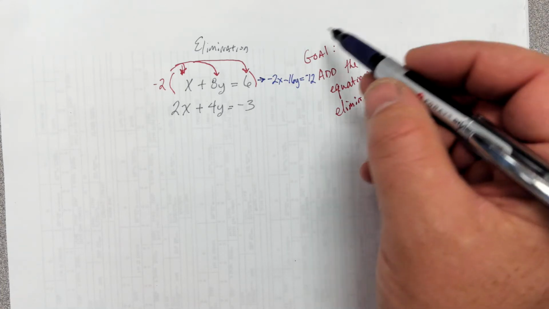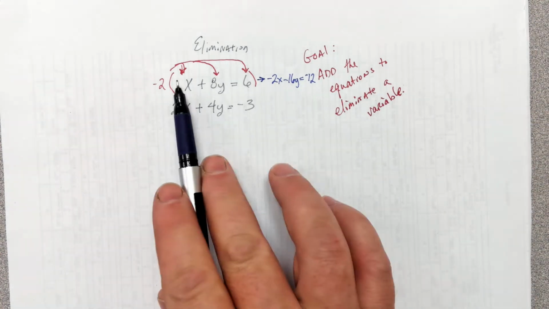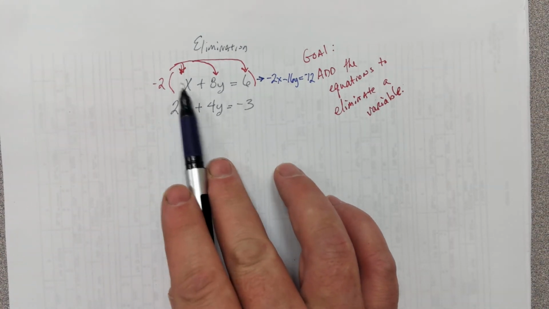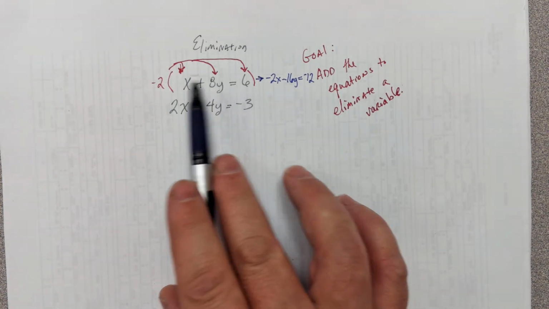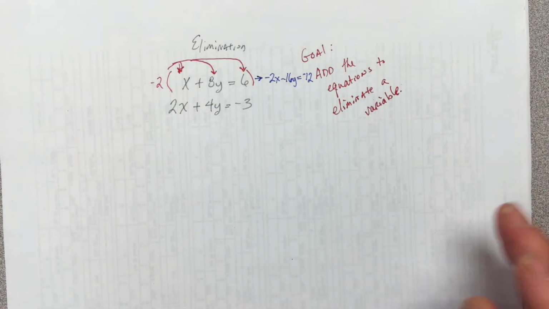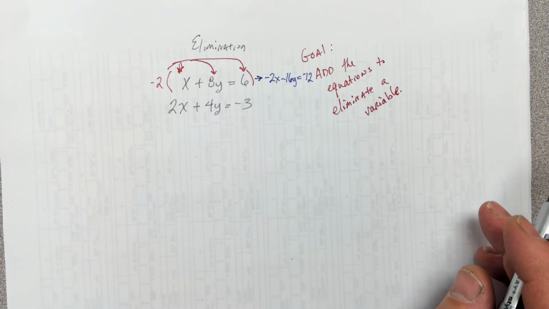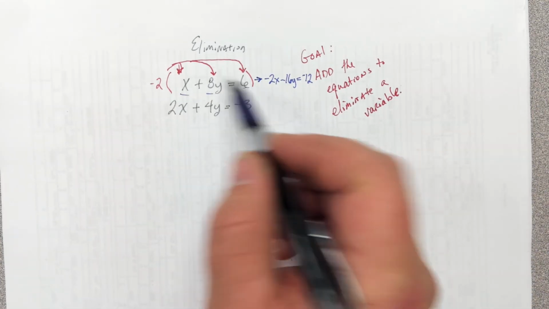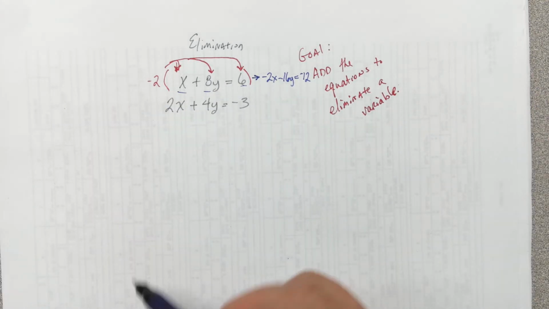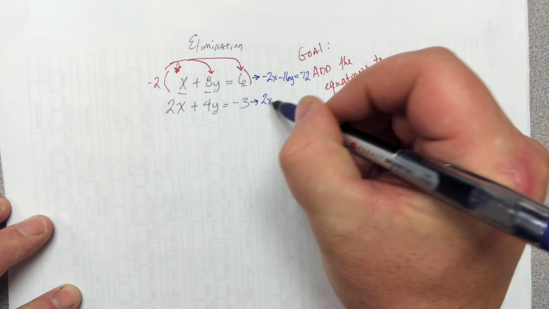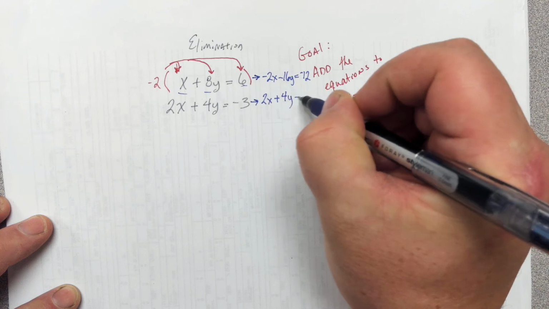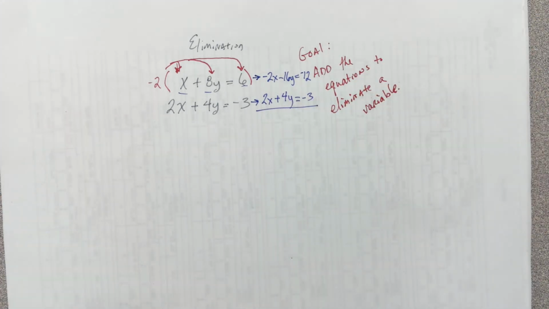Yeah, I had to write small because I put this little note over there. So it's negative 2x, right? And then minus 16y, and then minus 12. You have to multiply all three terms by negative 2. And then I'm just going to write right underneath it, this equation doesn't change. So that's going to be 2x plus 4y equals negative 3.